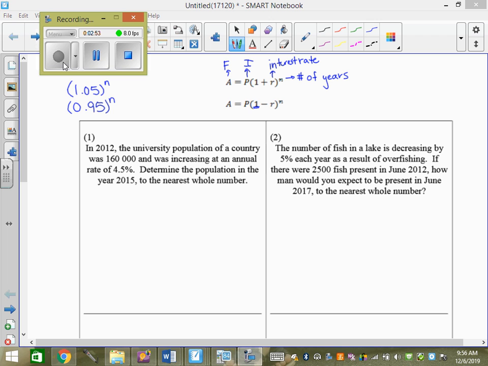All right, so let's look at the first question. In 2012, the university population of a country was 160,000 and was increasing at an annual rate of 4.5%. And it says increasing, that's the huge important part. And it doesn't say compounded in it, so we don't have to use the CP part, right? Determine the population in 2015, to the nearest whole number.